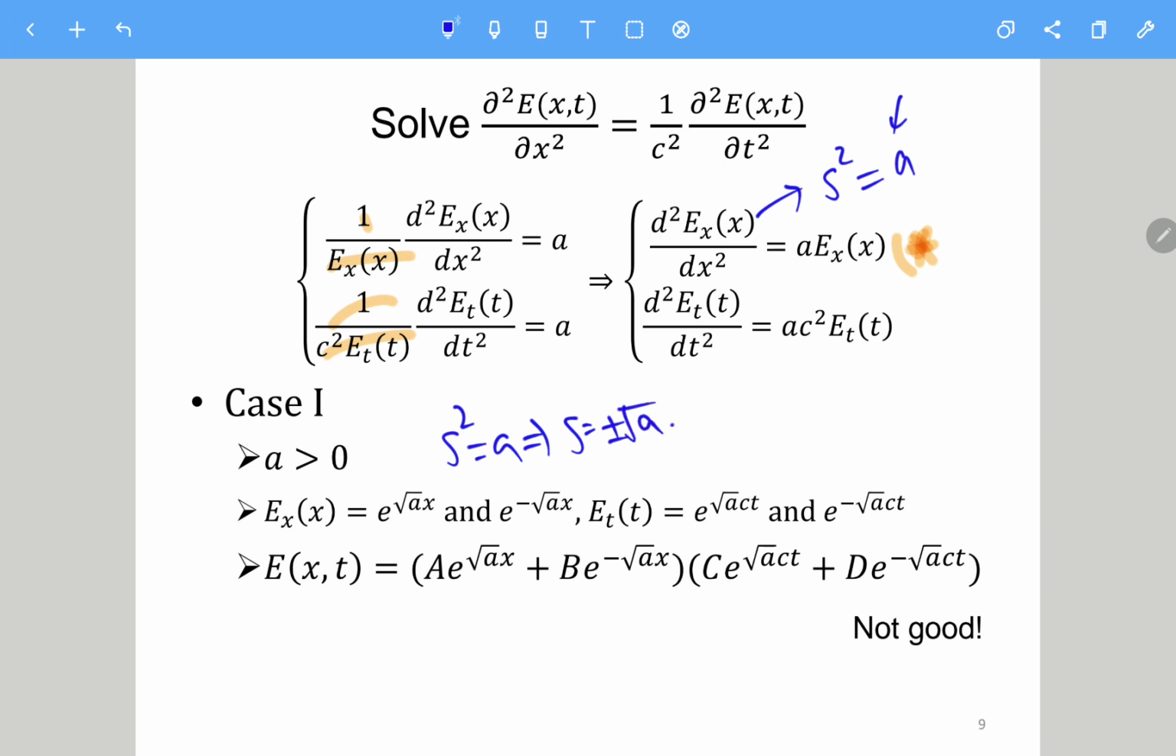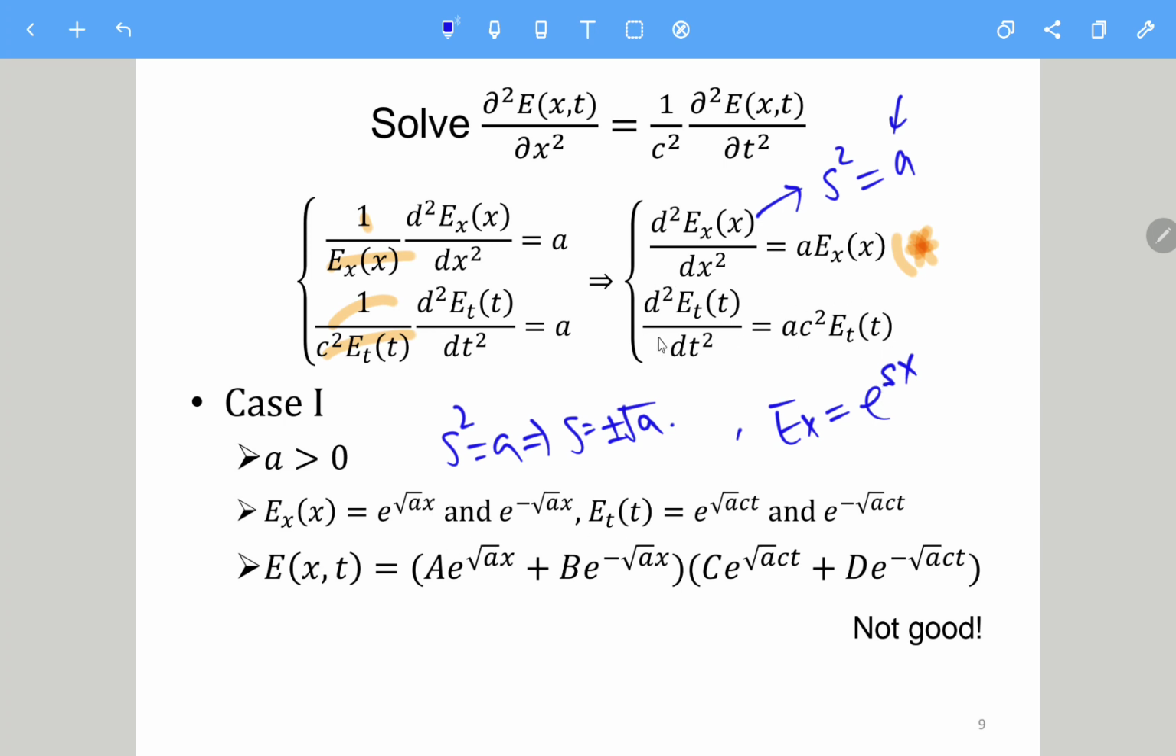Plus or minus square root of a, which means that the solution to it will be exponential to s t. X equals exponential to s x, because it is a function of x, so it is not t, so it should be x here. So s is plus or minus square root of a, so e to the square root of a x, like this, and then e to the negative square root of a x. So we have these two solutions, which means that the linear combination of them will be the solution.